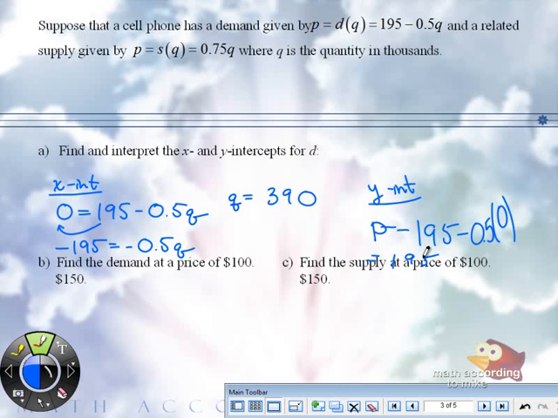So what's the interpretation? When Q is 0, how many cell phones are selling? None, because Q is the quantity. So when the quantity is 0, the corresponding price is $195. You will sell 390,000 cell phones if you make it free, or you will sell none of them if you make it $195. That's what that says.